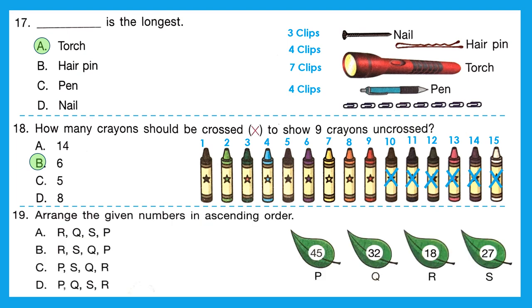Question 19. Arrange the given numbers in ascending order. Ascending means increasing order. That means keeping the lowest one first and the greatest one at the last, so that it shows a growth curve. So out of 45, 32, 18 and 27, which is the smallest number? It's 18. And the next one has to be 27, then 32. And the largest number is 45, which will be kept at the last. So how is the sequence? It is RSQP. This matches our option number B. So the correct option is option B for the ascending order.